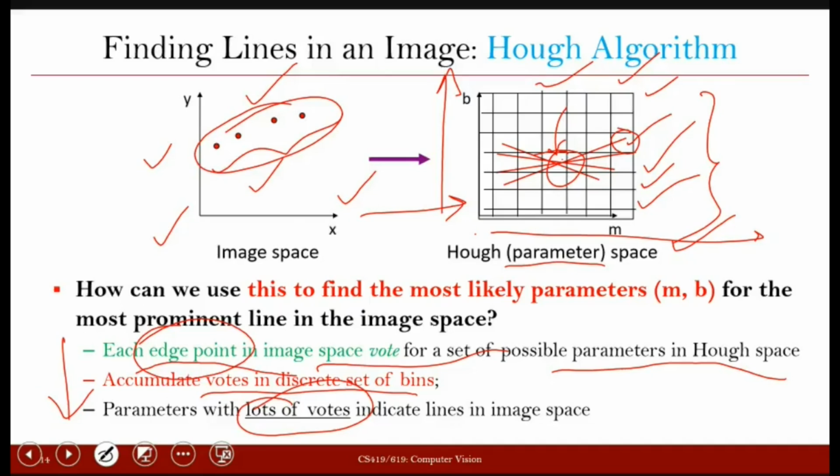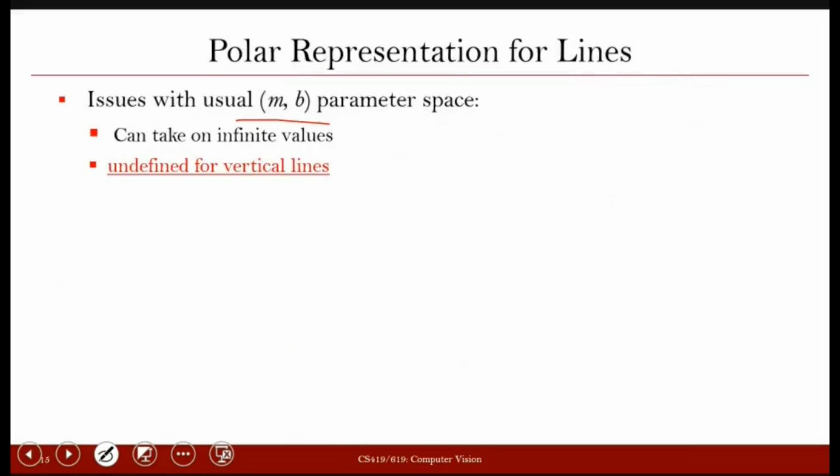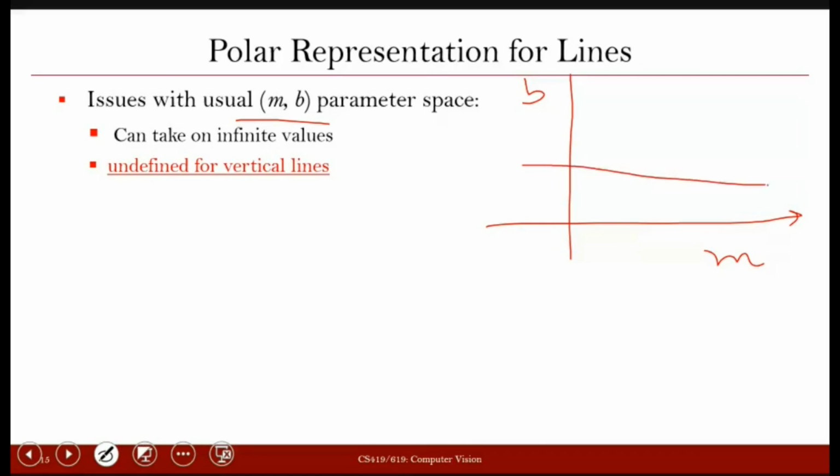Okay. What I basically mean here is that, suppose you have the M space here like this, with M defined on this axis and B defined on the vertical axis. Now you have to plot a line, let's say this. So how far will you go and plot this line?